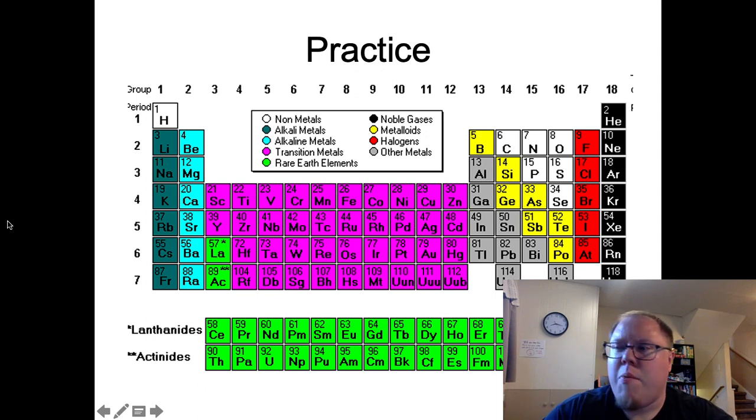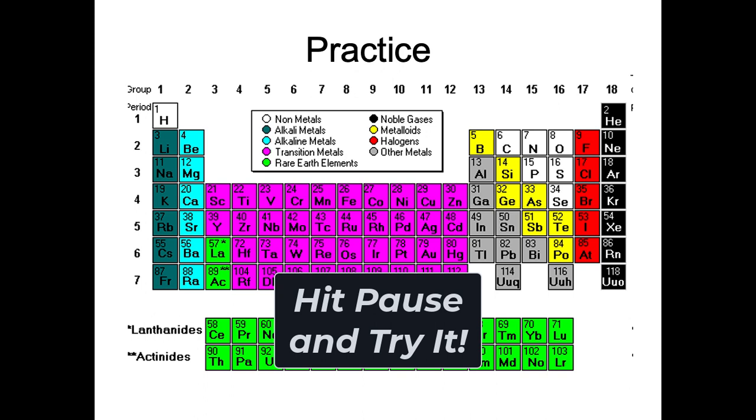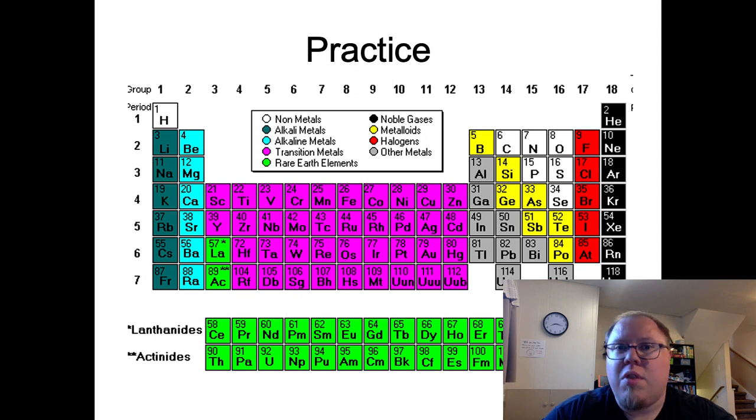Which is easier to remove an electron from? Aluminum or sulfur? The answer is aluminum. Aluminum is easier to remove an electron from than sulfur.